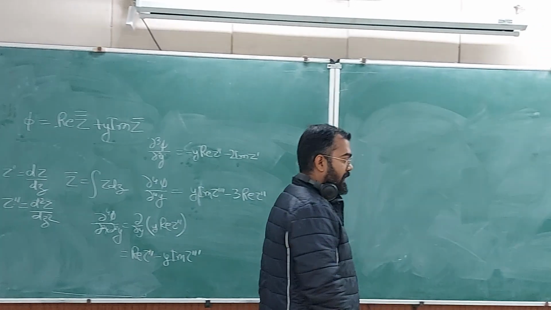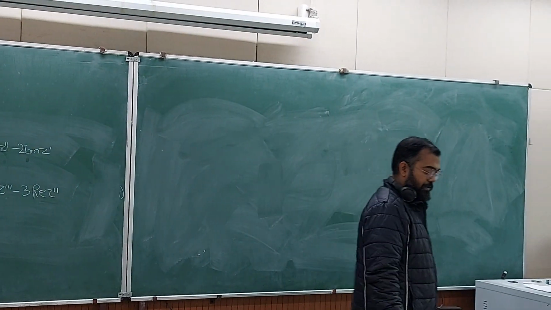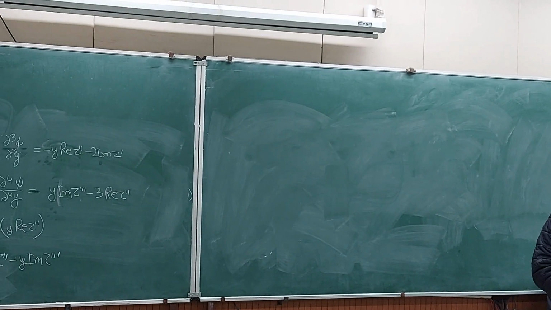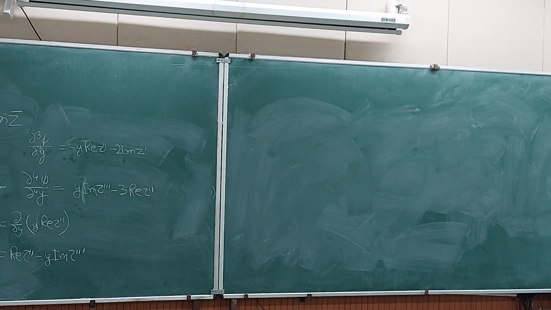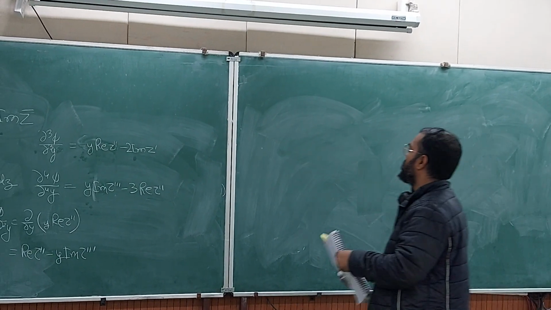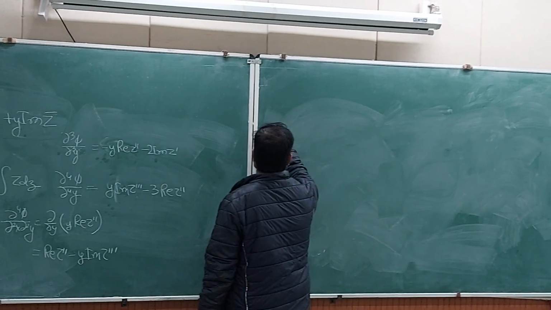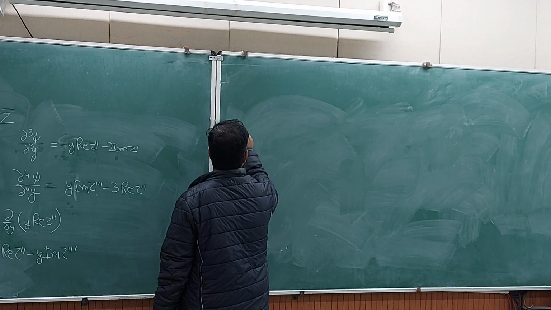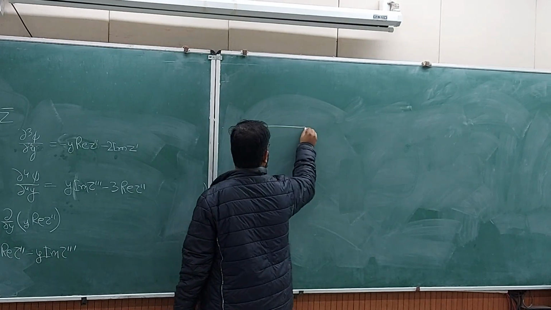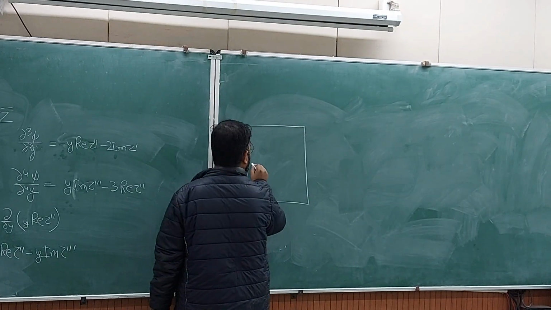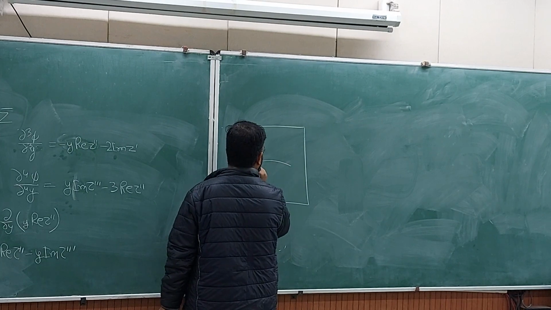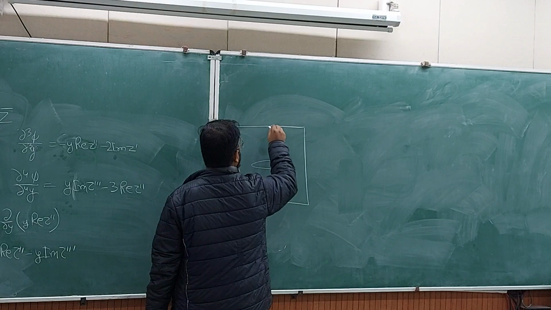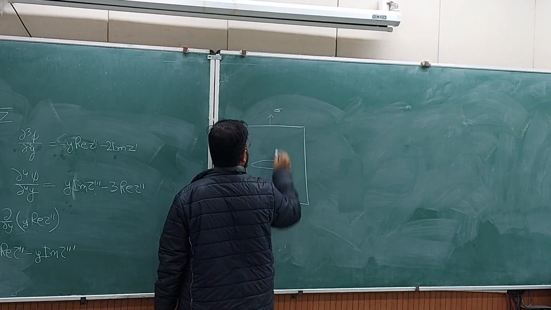Now we need to apply the boundary conditions in the presence of a crack. For that, the derivation of George Irwin takes a plate which is infinite, and you have a crack inside, and then you have stresses.